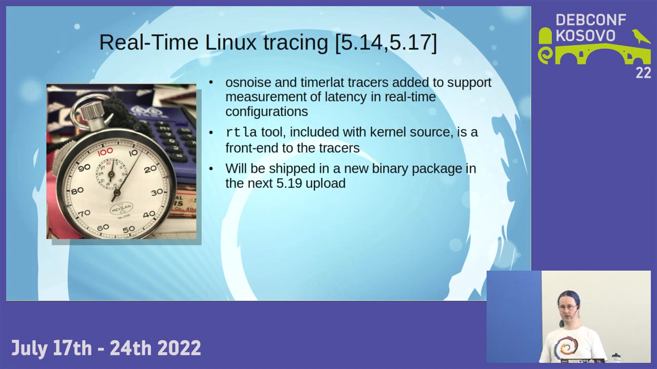And there are a couple of new traces specific for real-time Linux. There's OS noise, which is supposed to measure how long the kernel interrupts a user space program for, and timerlat, which measures the latency between a timer going off and the code that's been scheduled to run actually running. There's a front-end tool for those called RTLA that's included in the kernel source, and I will be adding a new binary package for that. That's committed to Git. So the next upload of 5.19 should have that package.